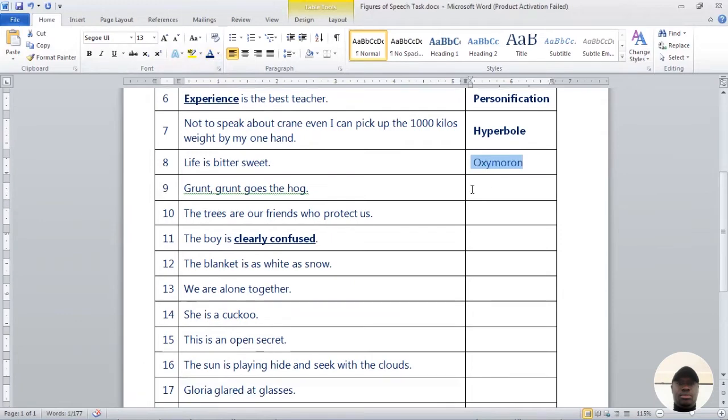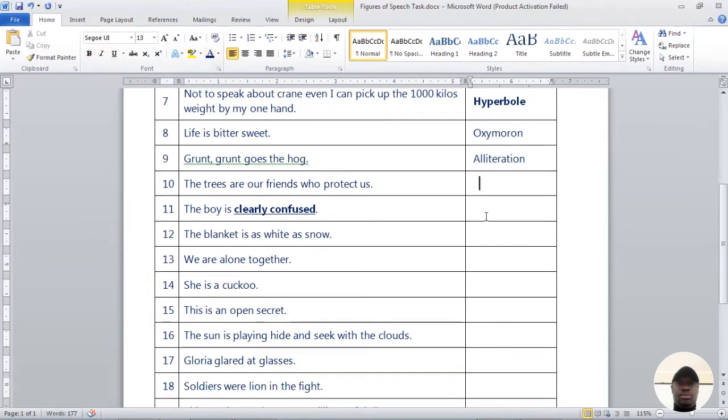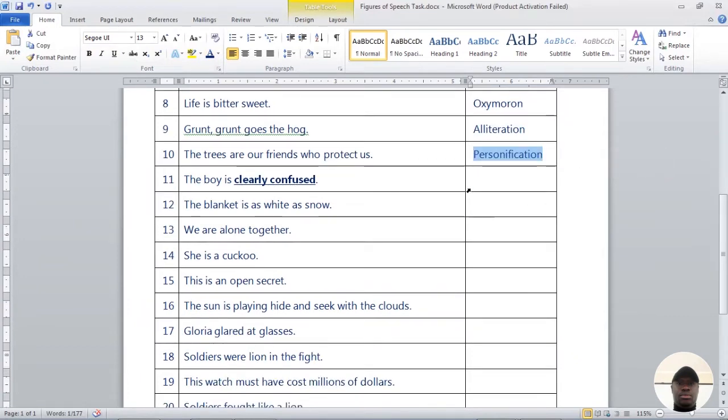Number 9. I didn't teach you this, but I did teach you alliteration. Alliteration. Very correct. Move to number 10. Personification. Correct. Yes. Number 11. This is where I will not give you. I'll stop giving you clues. Oxymoron. Very correct. Clearly confused. How can you say somebody is clear and confused at the same time?